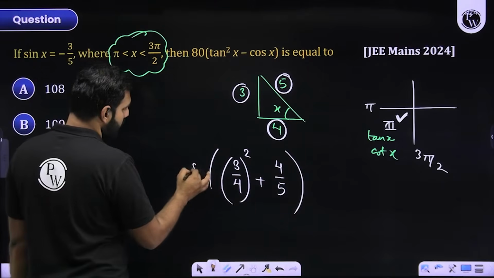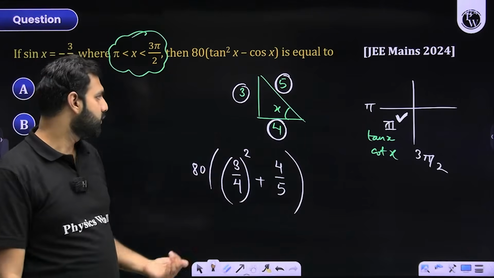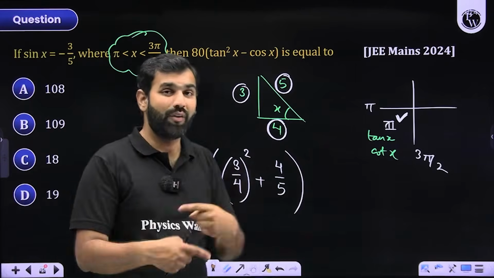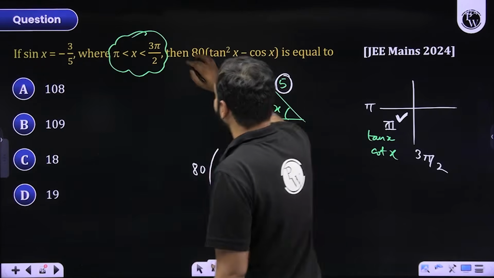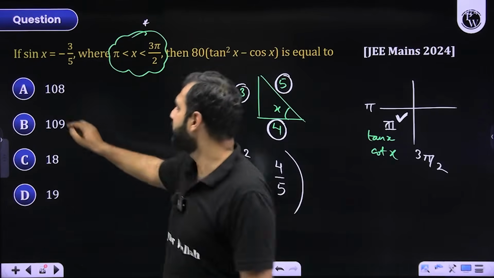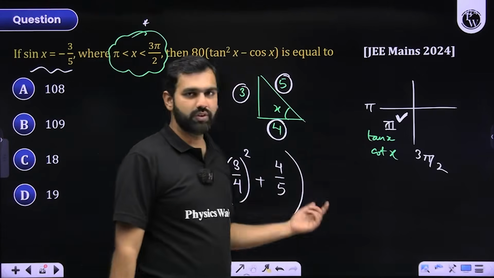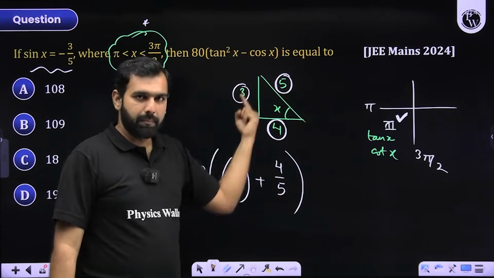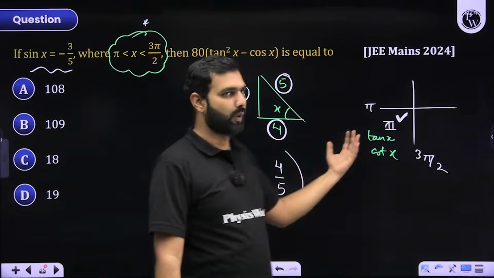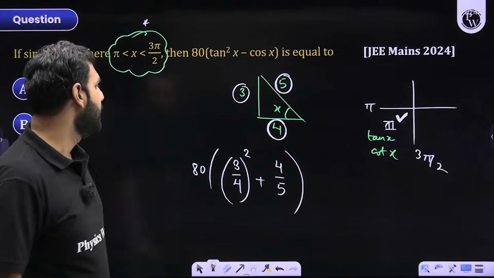And this all should be multiplied by 80. Did you understand how I did it, or shall I re-explain this part? How did I find tan x? How did I find cos x? More importantly, how did I decide their signs after deciding in which quadrant they lie? If you get this clarity, on the basis of this only, you can say a lot about the other ratios through this simple Pythagoras theorem, and of course, based on this quadrant theory as well, which will help you in deciding the sign as well.